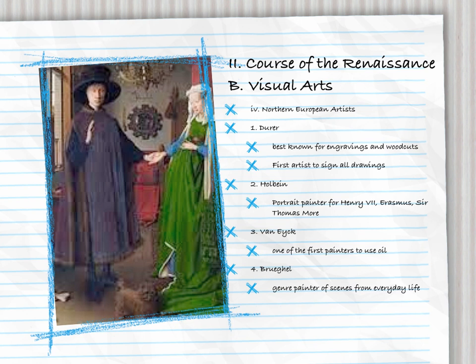Okay, the next one is Bruegel. He's a genre painter of scenes from everyday life, so he's painting peasants and not official scenes like this one, not official sittings that people sit for a portrait. He's just painting everyday life. People, you know, walking through town.